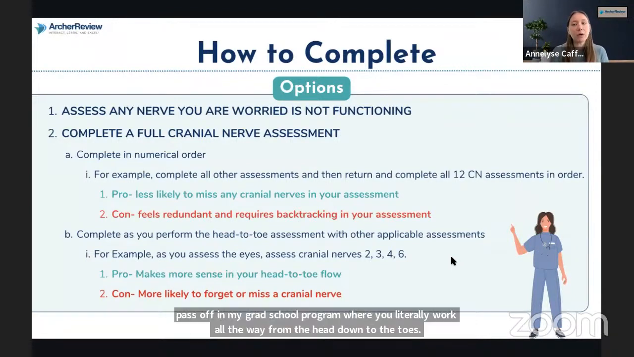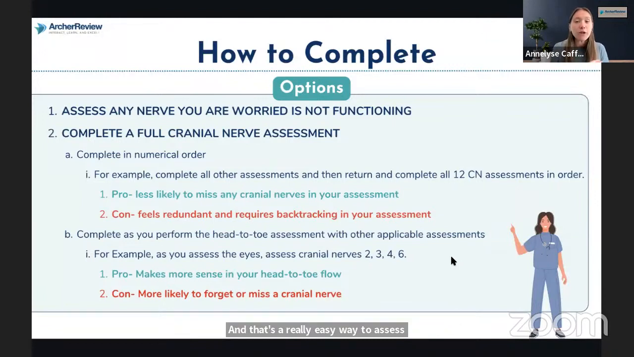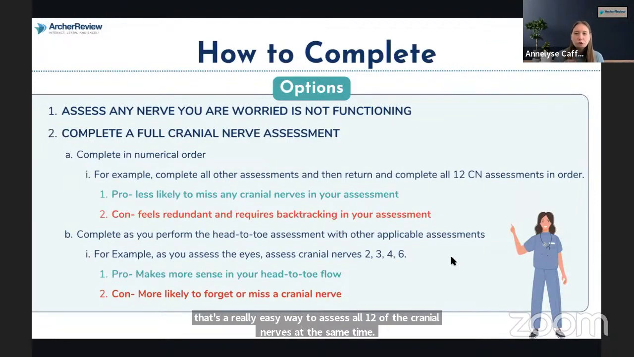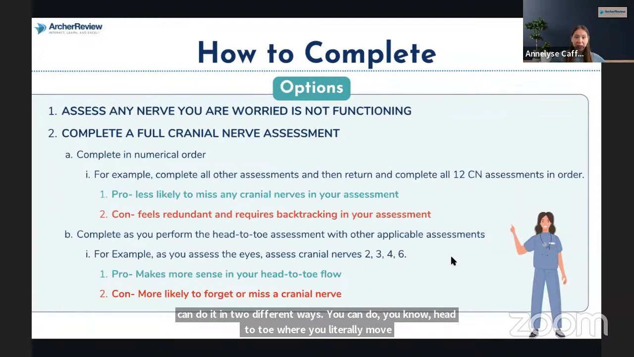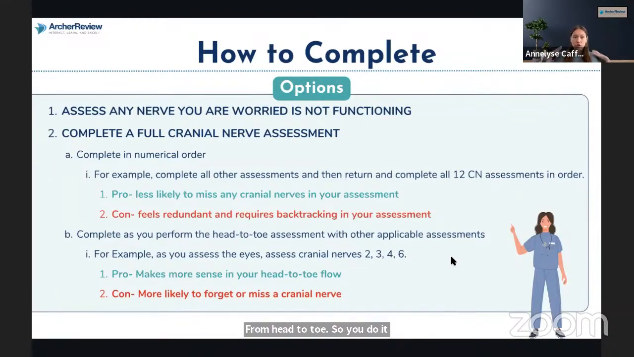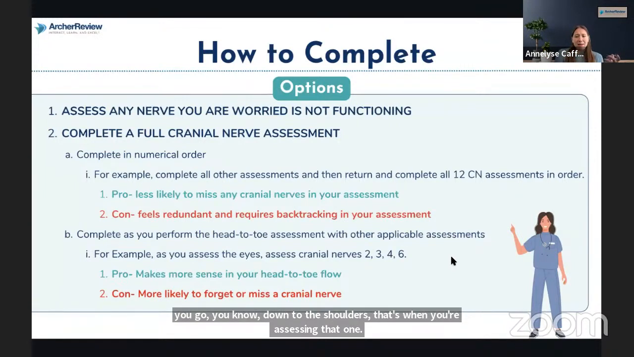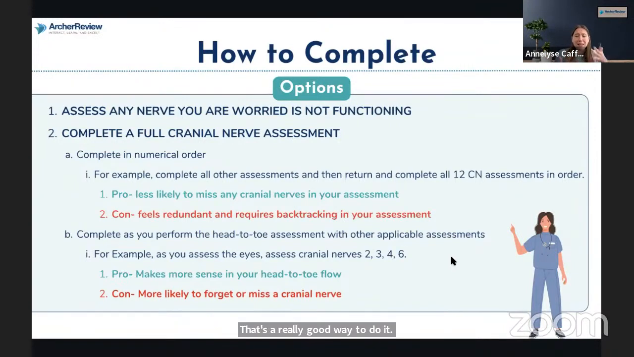And that's a really easy way to assess all 12 of the cranial nerves at the same time. But even when you're doing a head to toe, you can do it in two different ways. You can do head to toe where you literally move from head to toe, so you do it directionally. As you go down to the shoulders, that's when you're assessing that one. That's a really good way to do it because it is in a good flow. So it makes sense in that head to toe flow, but you are sometimes likely to then miss a cranial nerve if you miss a step in your head to toe.